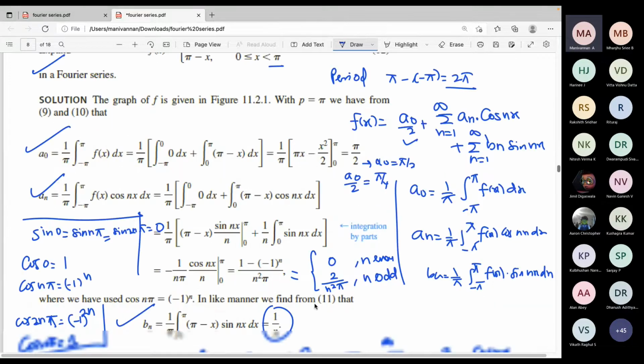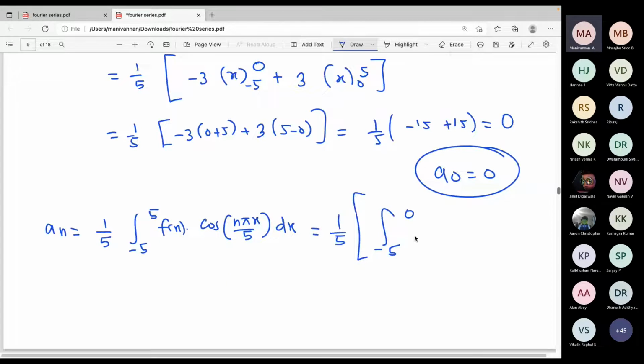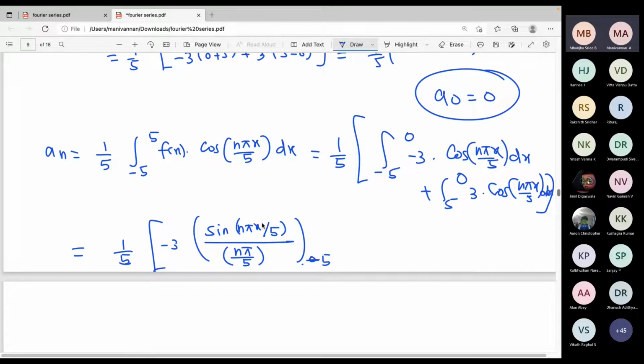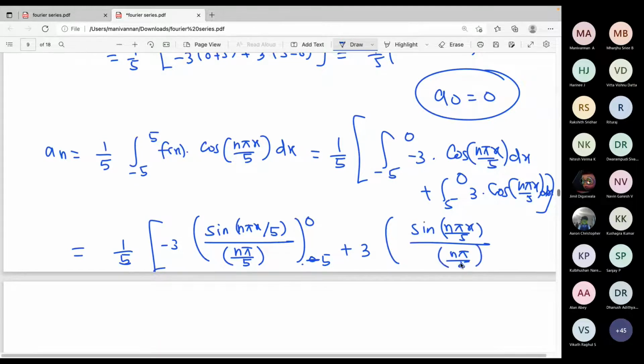Now you can understand, this is 1 by 5 of the integral from minus 5 to 0, where f of x is minus 3, a constant function so no issue, plus the integral from 0 to 5 of 3 into cos n pi x by 5 dx. Now this is 1 by 5, minus 3 into the integral of cos n pi x by 5, which is sin n pi x by 5 divided by the derivative of n pi x by 5, evaluated from minus 5 to 0 and 0 to 5.